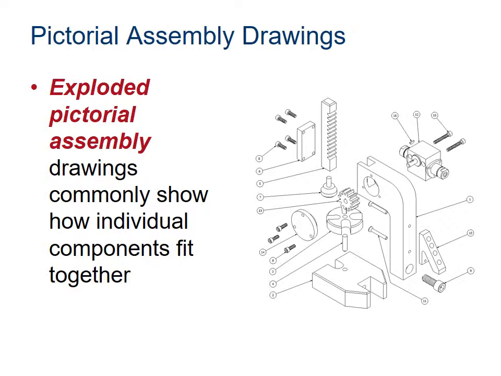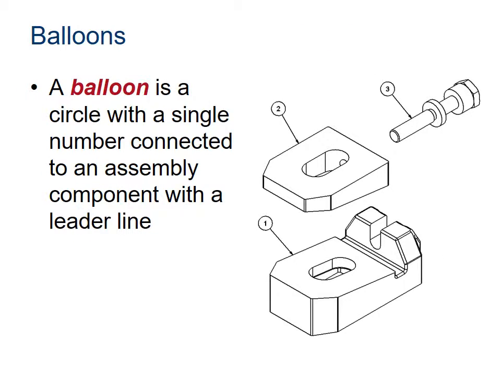Your pictorial assemblies also include your exploded view. This is also where we tend to put the BOM, and that would be your bill of materials, onto this part right here. A balloon is the circle with the number.